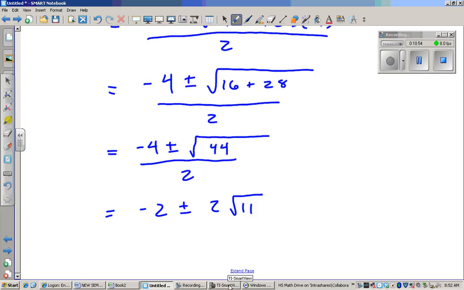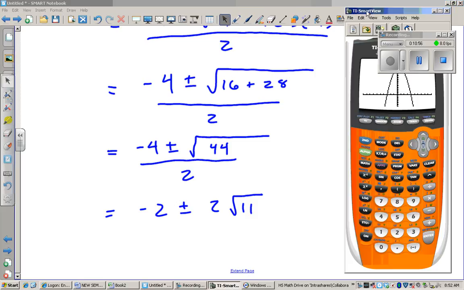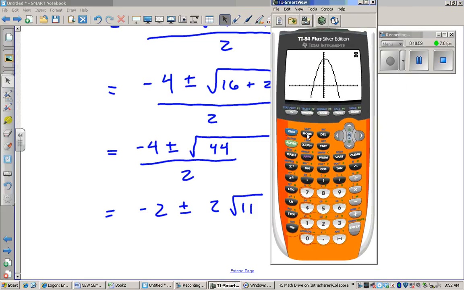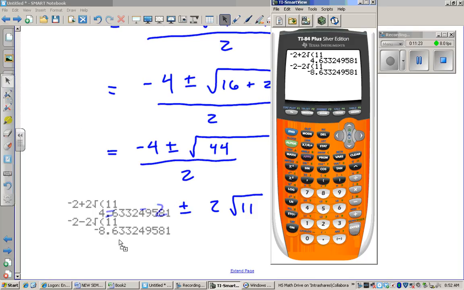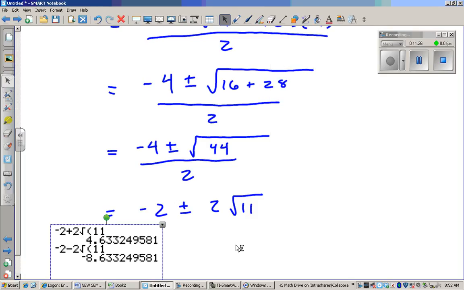Do it on your calculator. You can get a calculator approximation for that by taking, out on your main screen, negative 2 plus 2 root 11, and do the same thing with subtraction. Those will be our 2 answers. The other thing you can do, of course, is run the quadratic formula program on your calculator. It should yield this.